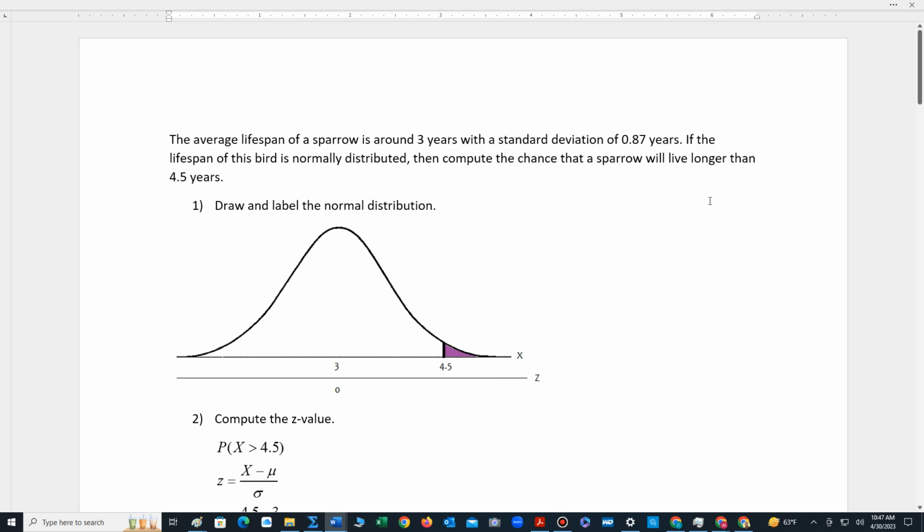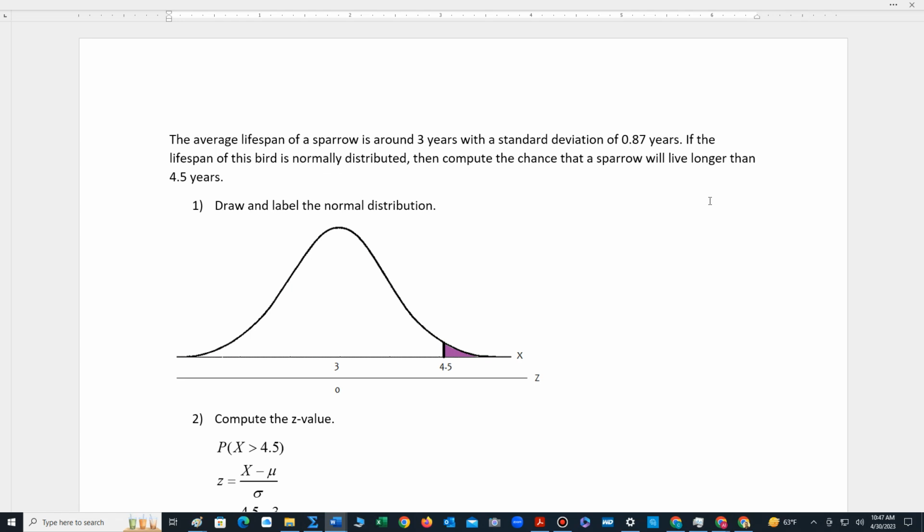Hello, in this video we will work out two examples. One example will be utilizing the normal distribution to compute a probability, and the other example will be using the same information but to compute the probability for the distribution of sample means. So we begin with the following problem.